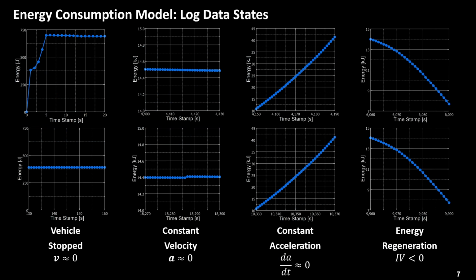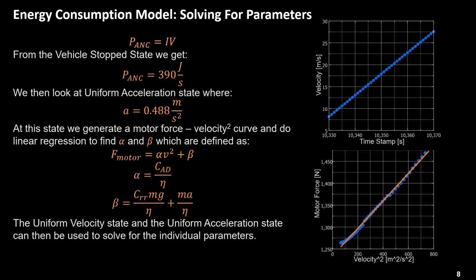To determine the variable parameters, we must first find these four states: vehicle stopped, constant velocity, constant acceleration, and energy regeneration within the log data. Using these equations and the previous states from the log data, we are able to solve mathematically for all of the parameters shown in the previous slides using the total force equation.